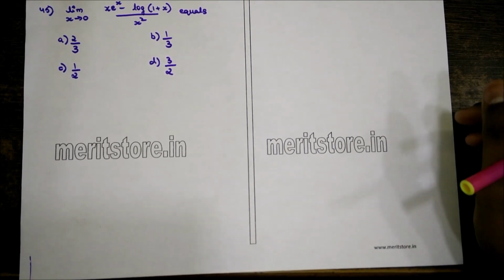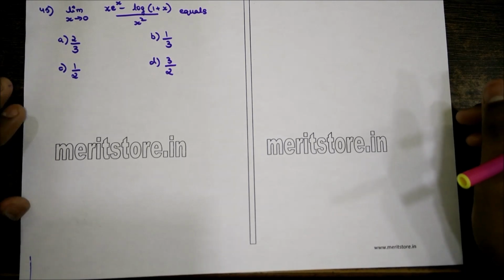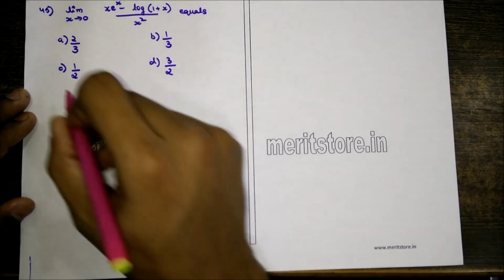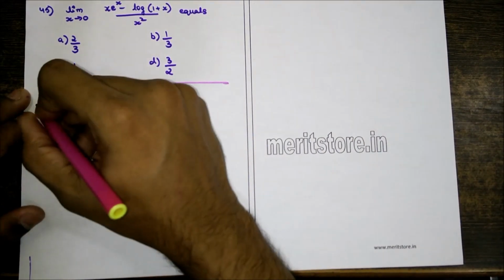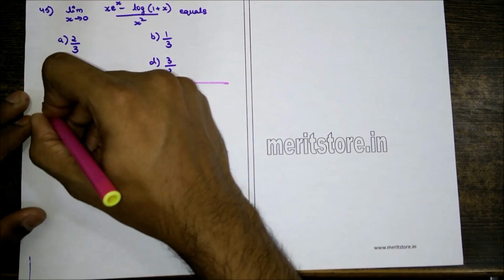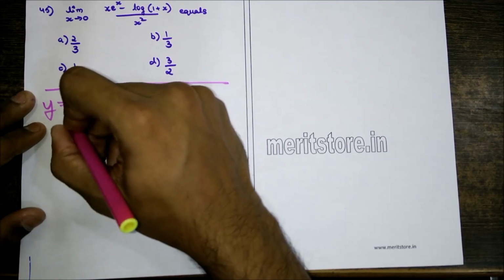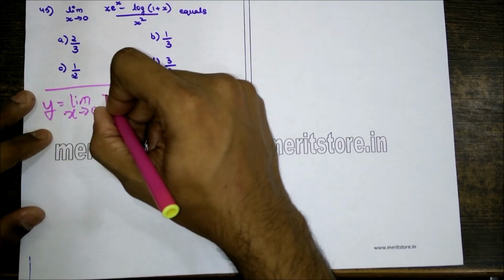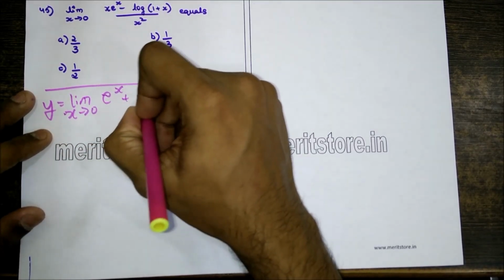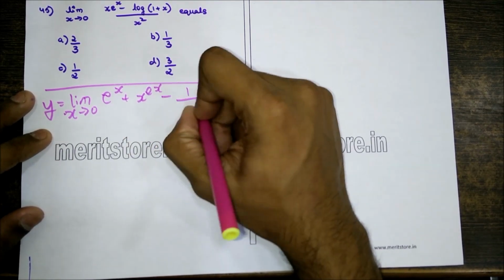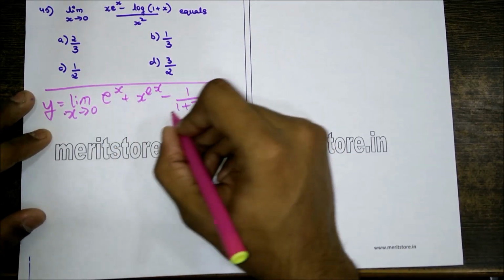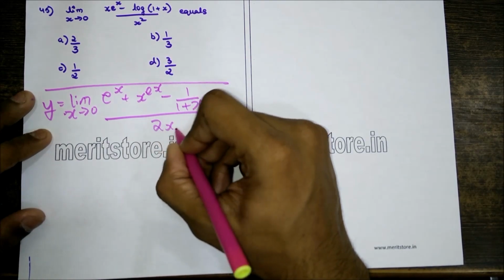Limit of x tends to 0, (x into e raised to x minus log of 1 plus x) by x square equals: a) 2 by 3, b) 1 by 3, c) 1 by 2, or d) 3 by 2. So therefore by applying L'Hopital's rule, we get for the limit of x tends to 0, (e raised to x plus x into e raised to x minus 1 upon 1 plus x) upon 2x, that is the derivative.